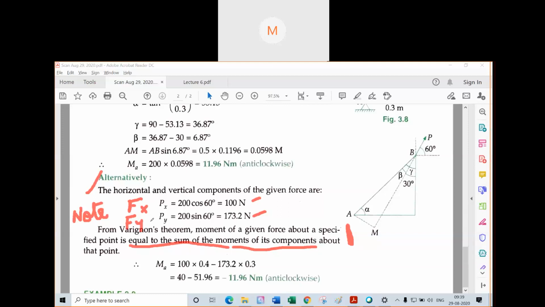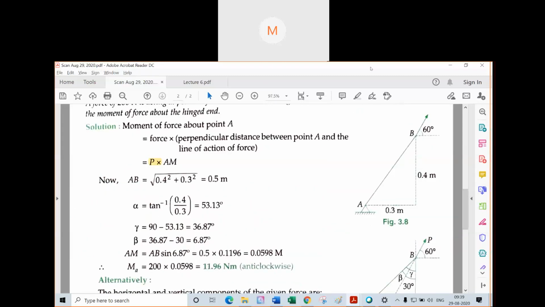F of x and f of y are different, right? So if f of x and f of y are different, then we can find out the moment about x. F of x is what? 100. So this one is 100, no? Now if you look at this diagram, just pay attention. We are getting this component as the x component and this is the y component, right?